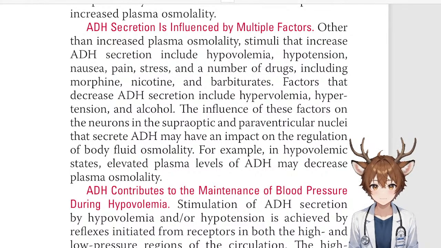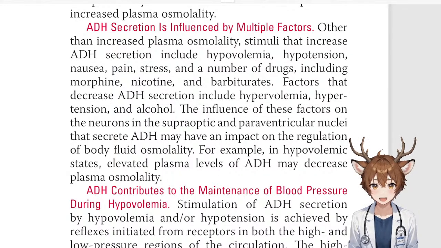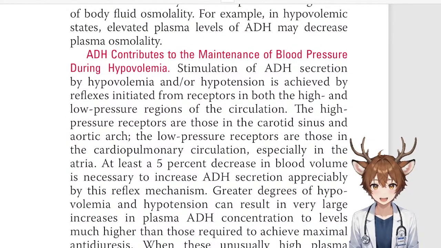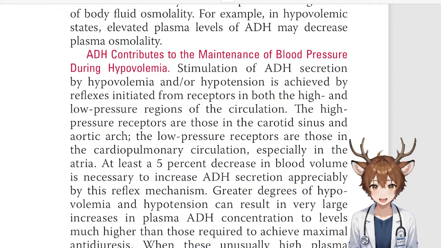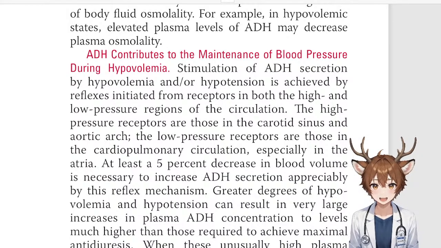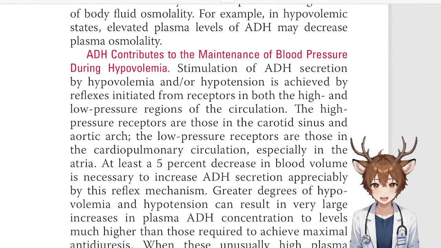For example, in hypovolemic states, elevated plasma levels of ADH may decrease plasma osmolality. ADH contributes to the maintenance of blood pressure during hypovolemia. Stimulation of ADH secretion by hypovolemia and or hypotension is achieved by reflexes initiated from receptors in both the high and low pressure regions of the circulation. The high pressure receptors are those in the carotid sinus and aortic arch. The low pressure receptors are those in the cardiopulmonary circulation, especially in the atria.